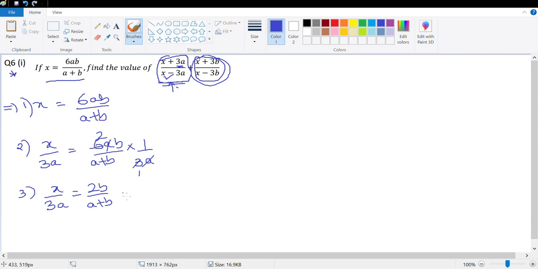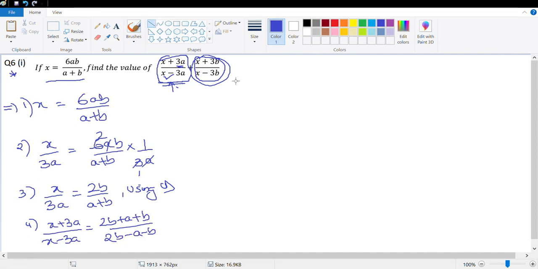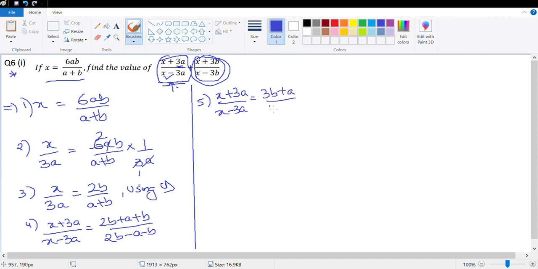So now using componendo and dividendo, I get x plus 3a upon x minus 3a is equal to 2b plus a plus b upon 2b minus a minus b. All right, that's correct. Okay, so this gives me x plus 3a upon x minus 3a is equal to 2b plus b, that's 3b plus a, upon 2b minus b, that's b minus a. Let's call it equation 1.